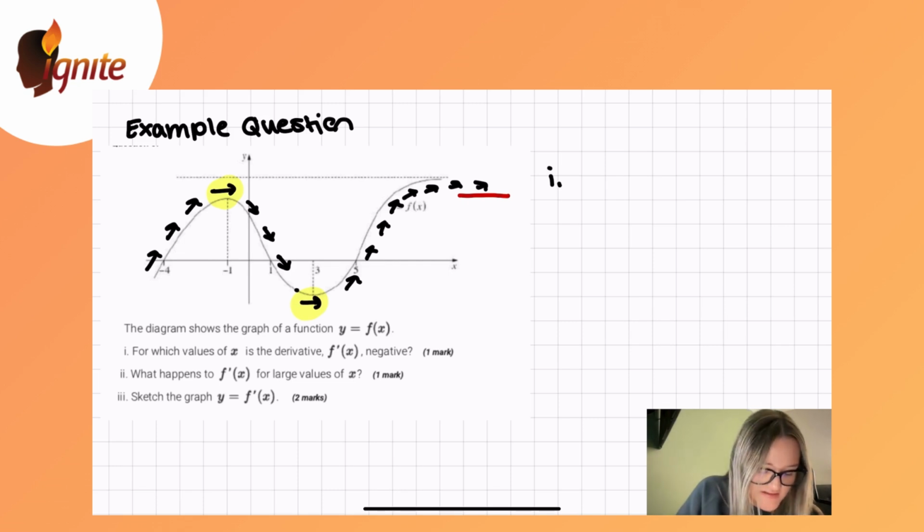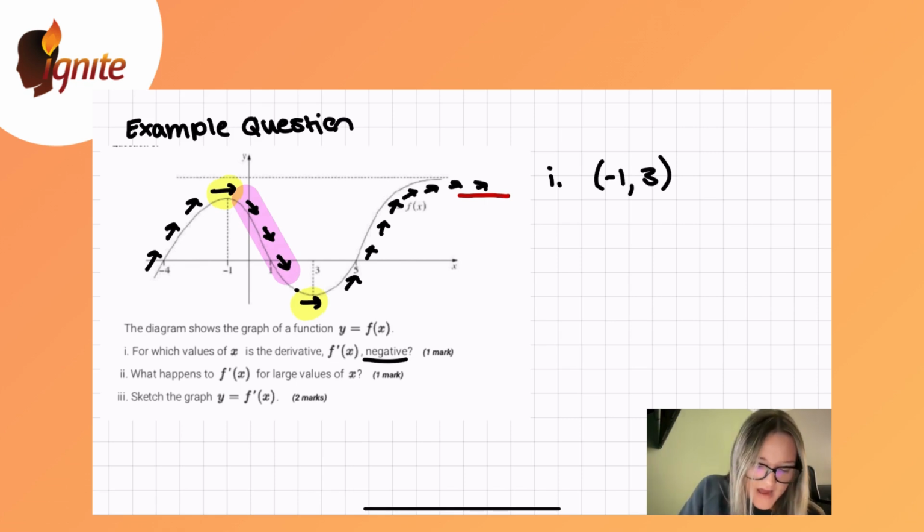For now, we're only interested in when the graph is negative, so we're looking for when the graph is decreasing. That's when my arrows are pointing downwards. So my arrows are pointing downwards, not inclusive, between -1, because my graph would be just flat there, my gradient's flat, not decreasing, and 3 for the same reason there.